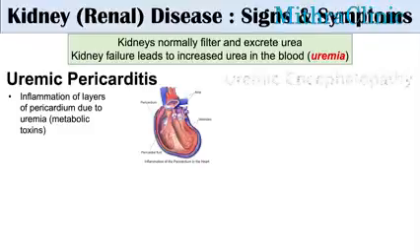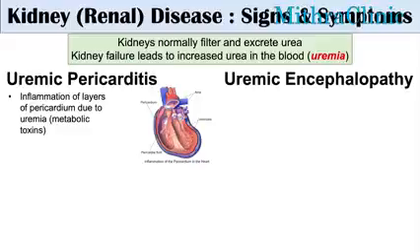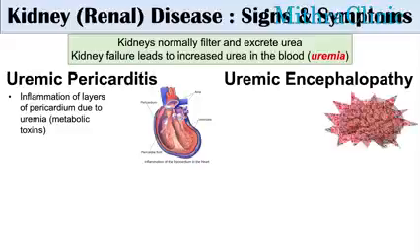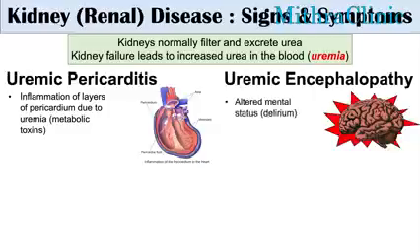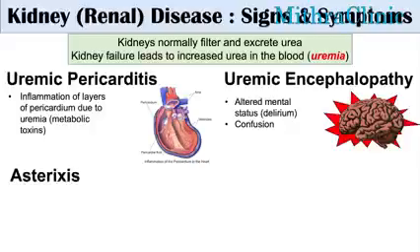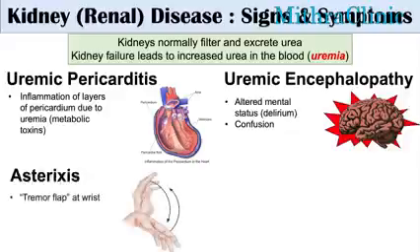And uremia can also cause uremic encephalopathy. We can see this in oftentimes more advanced kidney disease. This encephalopathy can lead to an altered mental status, oftentimes delirium in these patients, and confusion as well. And related to uremic encephalopathy is asterixis. When an individual has uremic encephalopathy, they can have this sign known as asterixis. So what is asterixis? It is a tremor flap at the wrist.